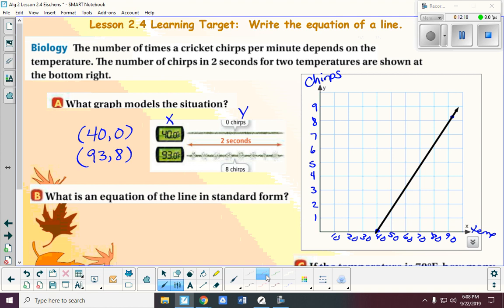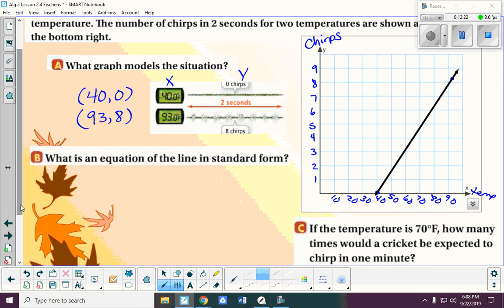And then that would be the graph that would model the situation. So if we look at C, it says if the temperature is 70 degrees, how many times would a cricket be expected to chirp in a minute? So if we look at our graph at 70 degrees, we can kind of get an idea. Oh, it's somewhere a little more than 4.5, between 4.5 and 5.